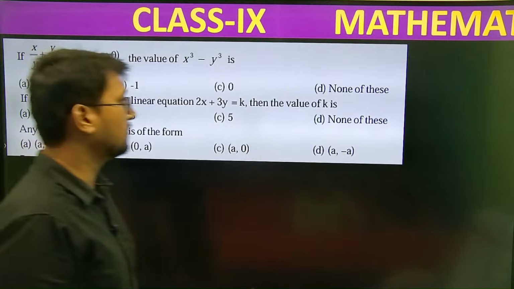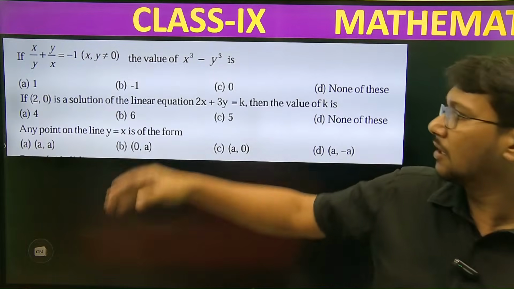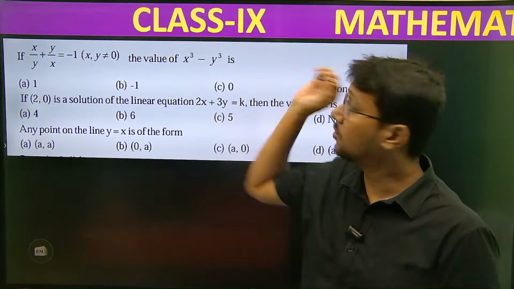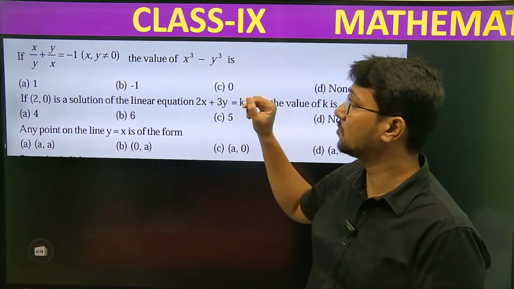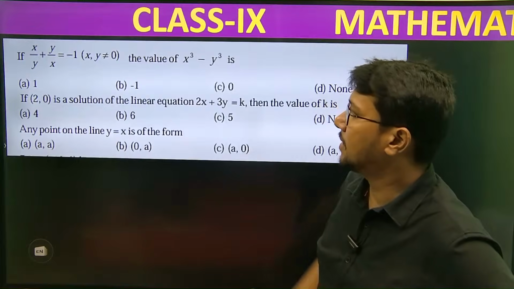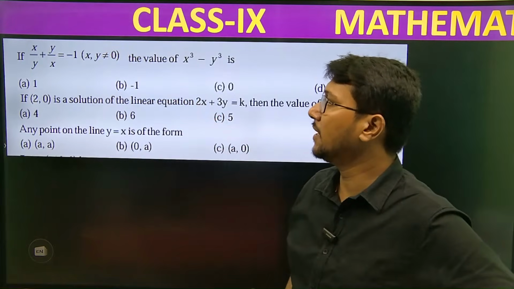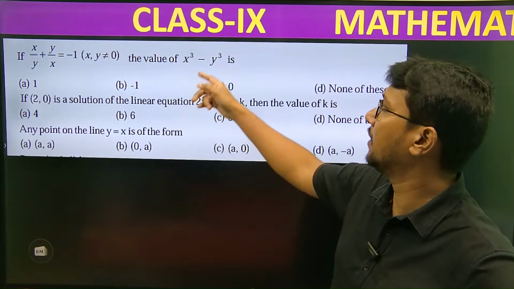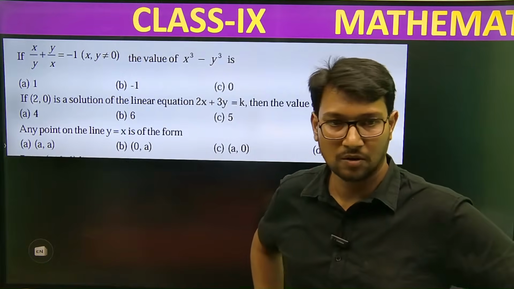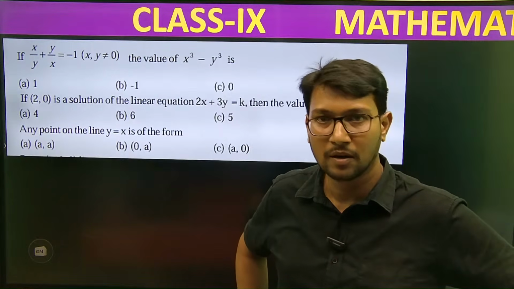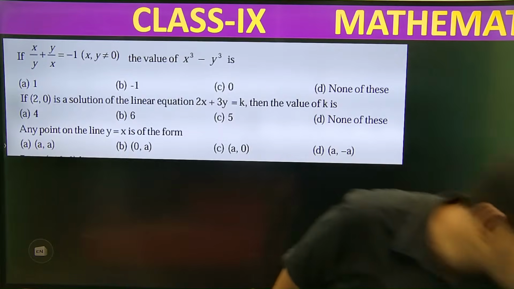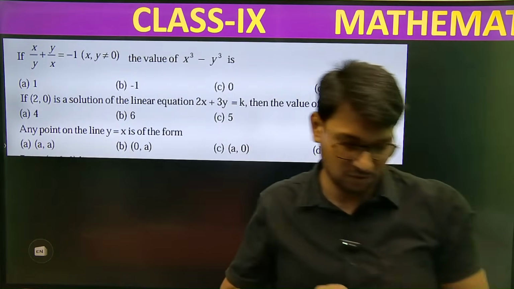Understood what the question is? First, which chapter is this question coming from? Polynomials, right? Do you know what x cube plus or minus y cube is? It is given x by y plus y by x equals minus 1. Then find the value of x cube minus y cube. Tell me which option is correct. Let me see your messages also.